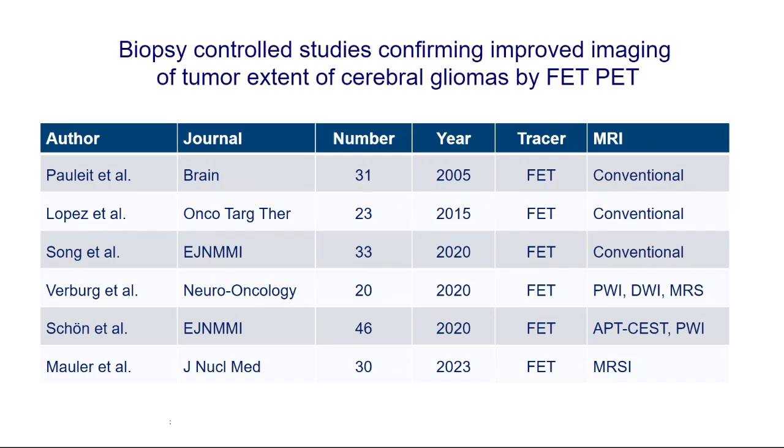The usefulness of FET PET for detecting tumor extent has been proven in several biopsy-controlled studies. The majority of studies have compared FET PET with conventional MRI, but 3 more recent studies have also included advanced MRI procedures. All studies confirm that FET PET is superior to conventional MRI to evaluate tumor extent of gliomas, which is useful for planning of biopsies, planning of surgery or radiation therapy. Initial results indicate that a combination of amino acid PET and advanced MRI methods can further improve tumor delineation.